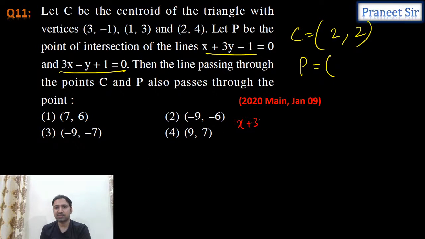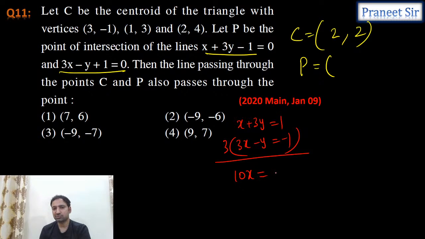One equation is x plus 3y equals 1. Another equation is 3x minus y equals minus 1. So now let's multiply this equation with 3 and add it. So are we getting 10x equals minus 2? That means x equals minus 1 by 5?